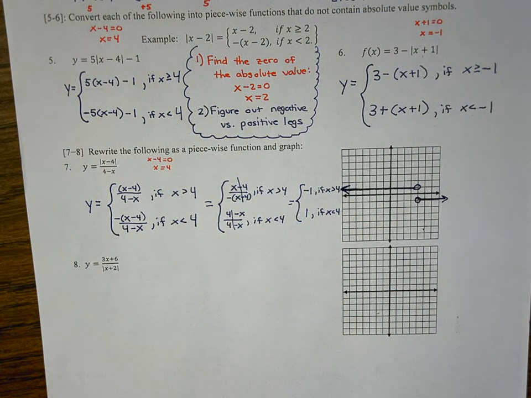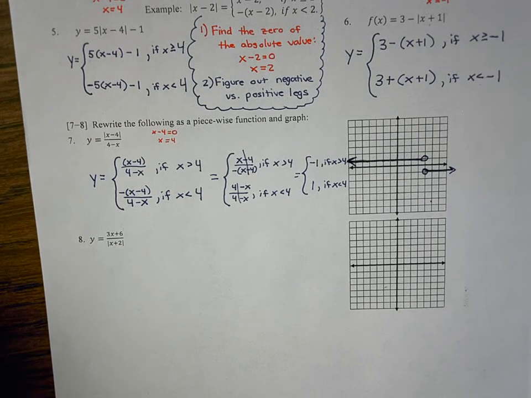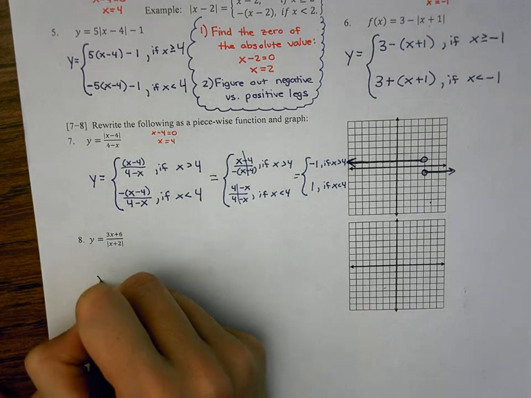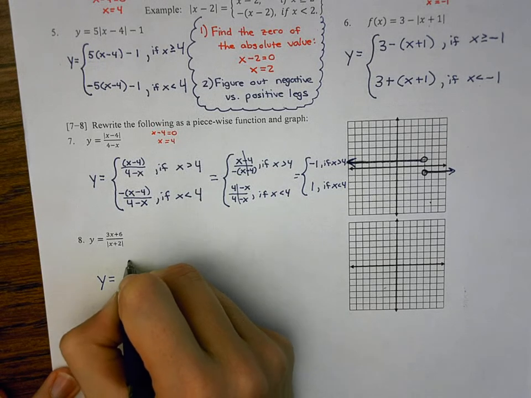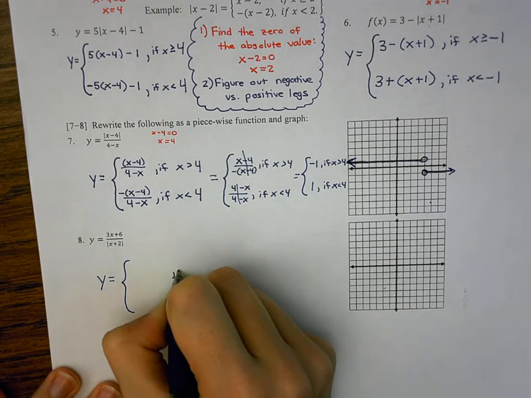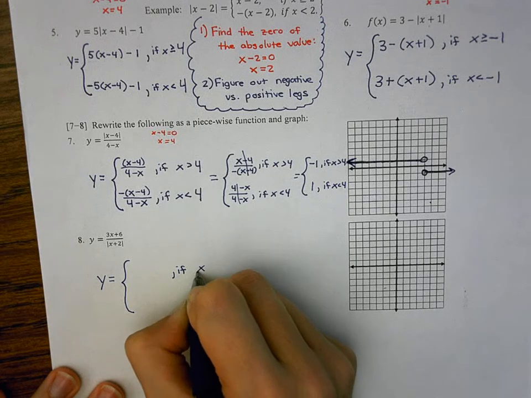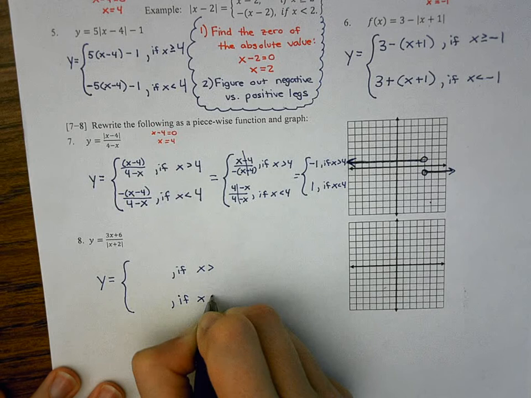Okay, last one. Go ahead and pause the video, give number 8 a shot, restart it when you're ready. Okay, rewriting as our piecewise, leave some room. We have an x is greater than and x is less than.